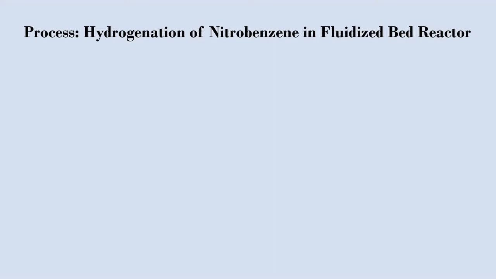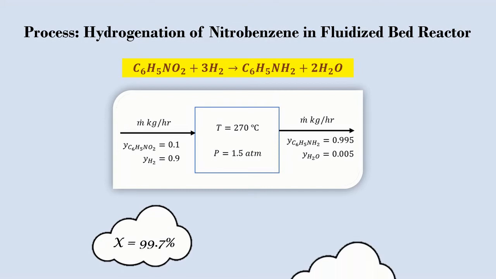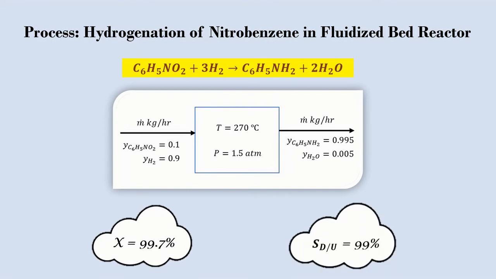The first process to produce aniline is hydrogenation of nitrobenzene in a fluidized bed reactor, FBR. We can see that 0.1 mole fraction of nitrobenzene and 0.9 mole fraction hydrogen fed into the reactor, where the outlet stream is 0.995 mole fraction aniline and 0.005 mole fraction of water. The conditions that apply in this process are 270 degrees Celsius and 1.5 atm. The reactor conversion and selectivity for the manufacture of aniline are 99.7% and 99% respectively.